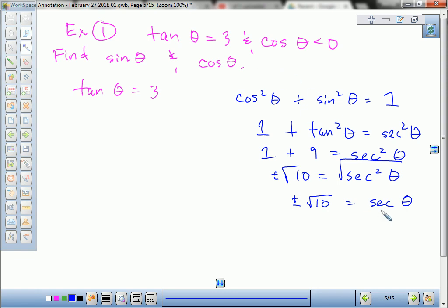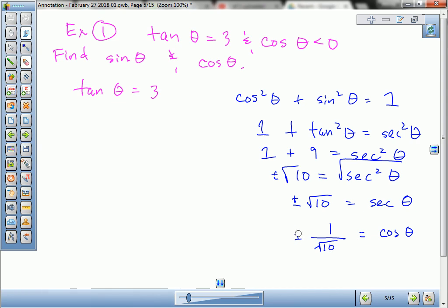Okay, now secant is the reciprocal of what? Cosine. So I know that cosine of theta would be the reciprocal, 1 over. Now, it's not positive and negative. It is just negative because it was defined right here as negative. Okay? So we're just dealing with the negative.